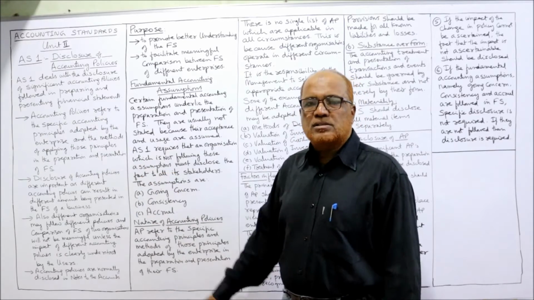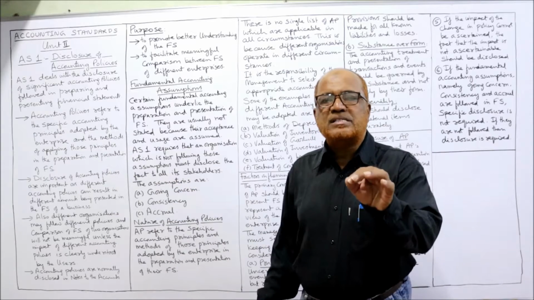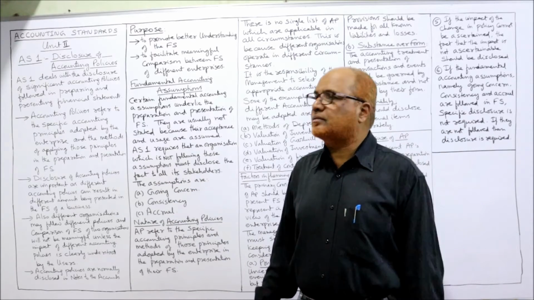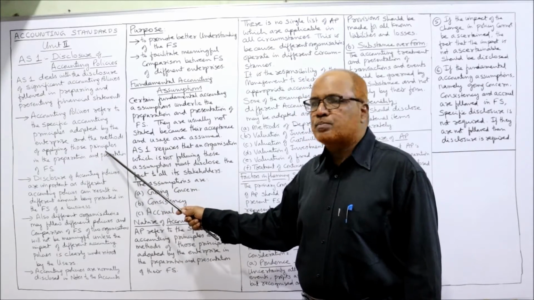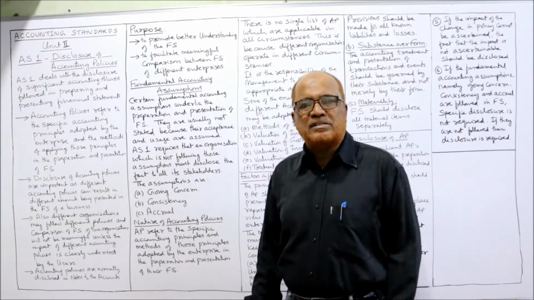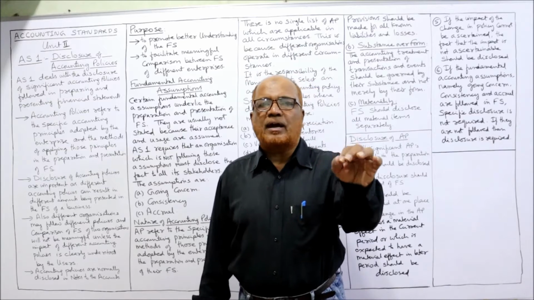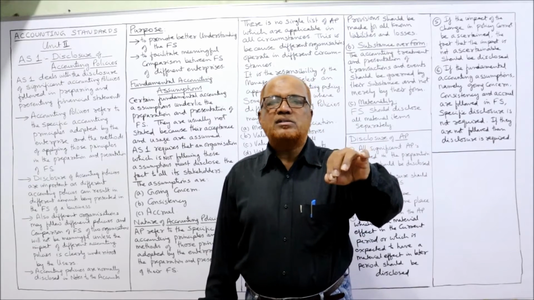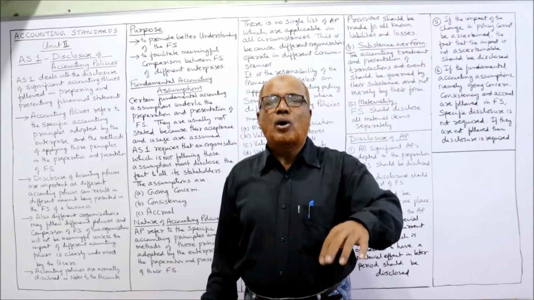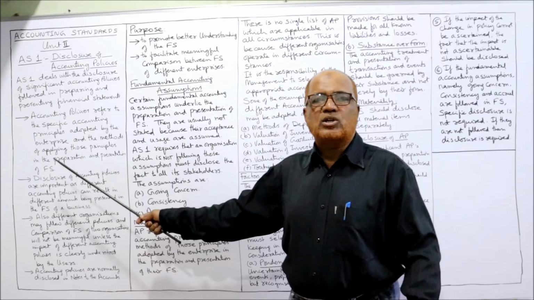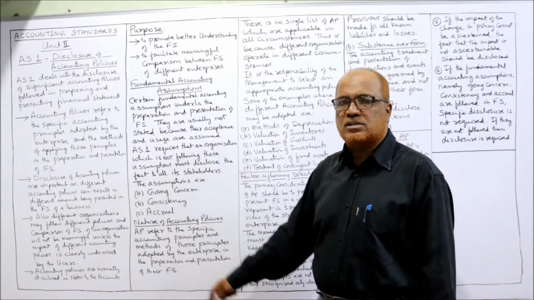Now, accounting policies. What is the meaning of the term accounting policy? Accounting policy refers to the specific accounting principles adopted by the enterprise and the methods of applying those principles in the preparation and presentation of financial statements. In the first line I have given the meaning of the term accounting policy. Accounting policies are the specific accounting principles which are adopted by an enterprise while preparing and presenting the financial statements. Those accounting principles are called accounting policies.